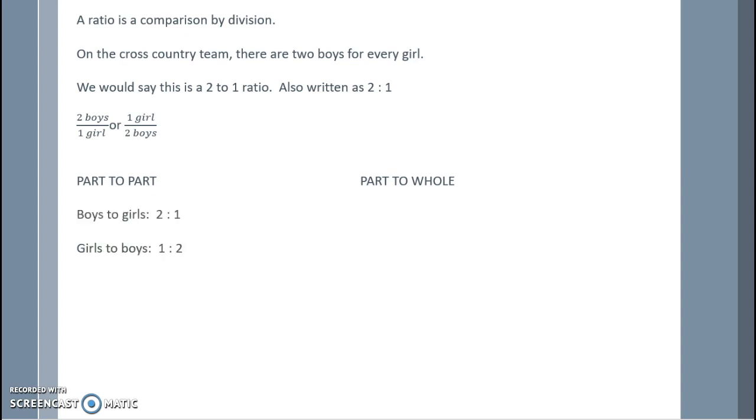So again, part to part would be boys to girls 2 to 1, or girls to boys 1 to 2, versus part to whole, boys to total. There are 3 total people on the cross-country team. So boys would be 2 to 3, and girls would be 1 to 3.